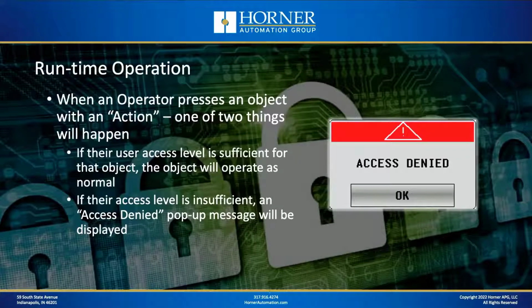Runtime, as I mentioned before, when an operator presses an object with an action, one of two things is going to happen. First of all, if his access level is sufficient, in other words, it's equal to the object or greater, then when he presses that object, it's just going to operate as normal. However, if his access level is too low, then when he presses that object, he'll see access denied. Let's say it's an editable numeric object. He's still going to see the current value of that object, so that's informational for him. He just won't have the access level to be able to change that value.